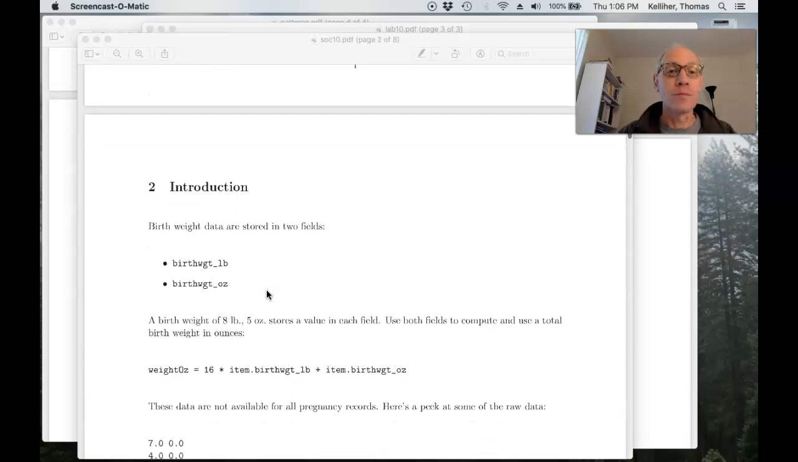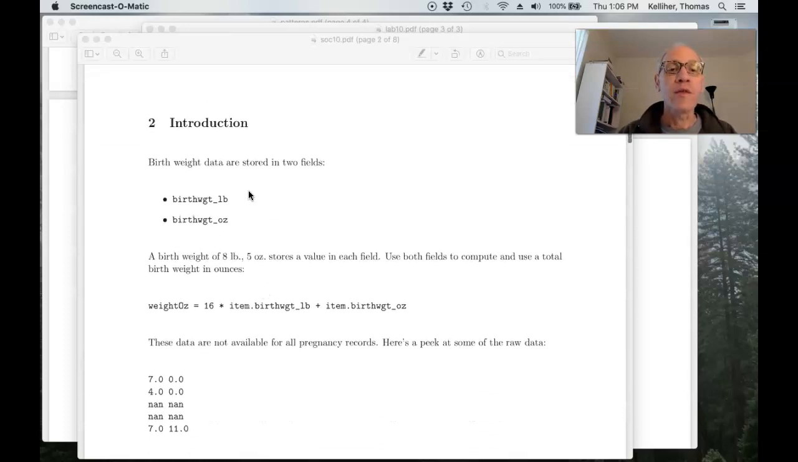Okay, let's start. These are the two fields, birth weight in pounds and birth weight in ounces in the NSFG data. Remember, to access the values in these fields in your code, you write item dot and then the field name. Here's an example. If a baby was born at a birth weight of 8 pounds, 5 ounces, birth weight pound would be 8, birth weight ounces would be 5.